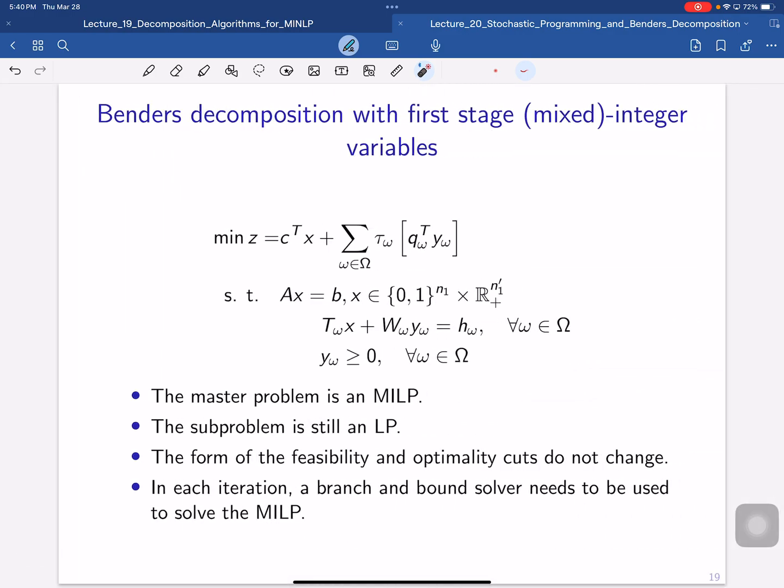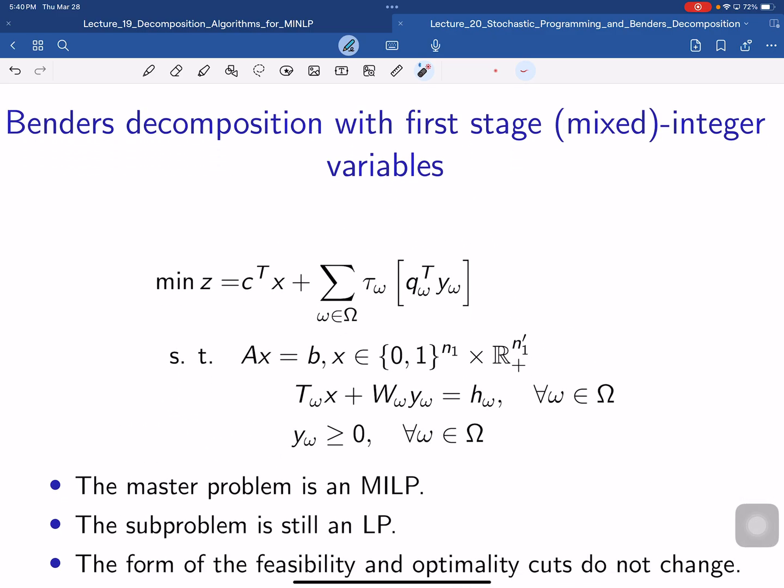Okay, so now I will switch gears on a slightly different problem. Up until now, all the problems we talked about only have continuous variables, right? What if we have a problem with mixed integer first stage variables, and in the second stage, we still only have continuous variables? Does Bender's decomposition still work under this circumstance? Any thoughts here?